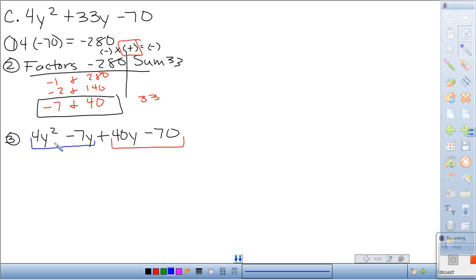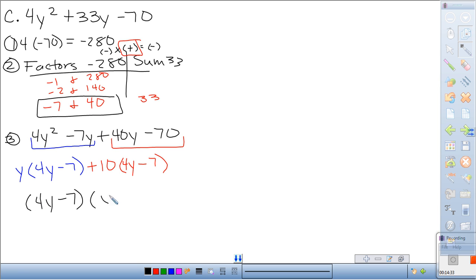The only thing that 4y squared and negative 7y have in common is just a y, so y times 4y and then y times negative 7. And then in our second group, we see they both have in common a 10. So plus 10 times 4y minus 7. And then again, we can rewrite it. 4y minus 7 times y plus 10, and you can FOIL to check.